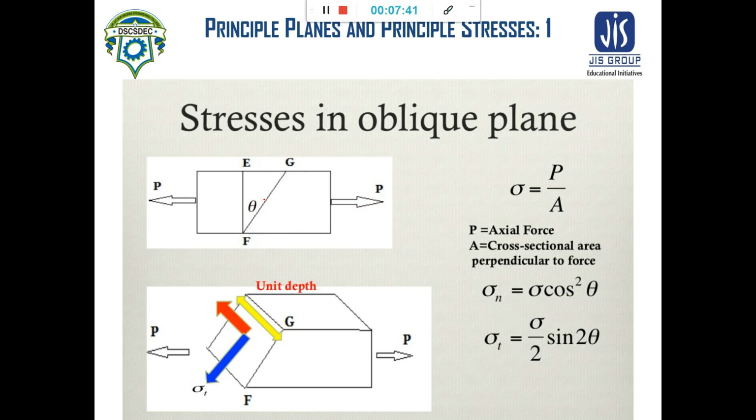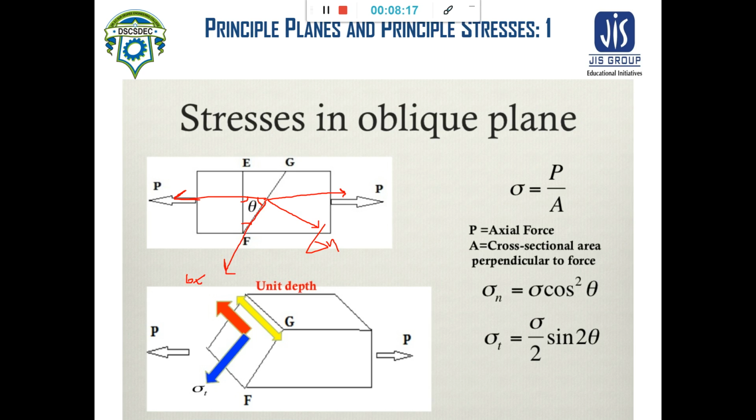So see here, this is your direction of P. Now this is theta value, and this is 90 degree, so this is 90 minus theta. This is your direction of sigma normal, and along this FG line, this is sigma tangential.